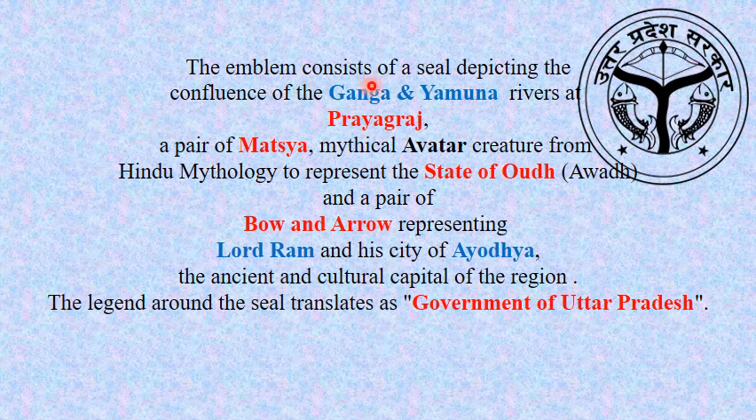The emblem consists of a seal depicting the confluence of the Ganga and Yamuna rivers at Prayagraj. So this is the Ganga and Yamuna river depiction. A pair of Matsya, the fish, mythical avatar creature from Hindu mythology, represent the state of Awadh, and a pair of bow and arrow representing Lord Ram and his city of Ayodhya, the ancient and cultural capital of the region. The legend around the seal translates as Government of Uttar Pradesh, written here as Uttar Pradesh Sarkar.